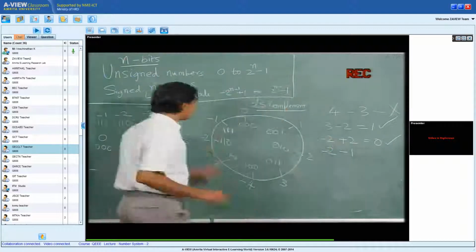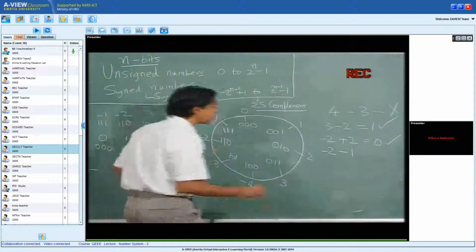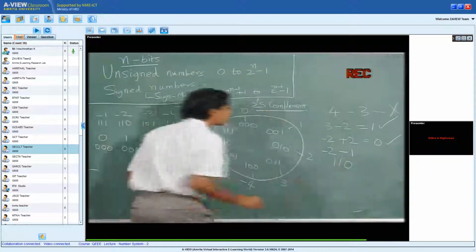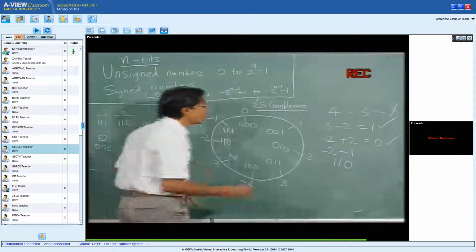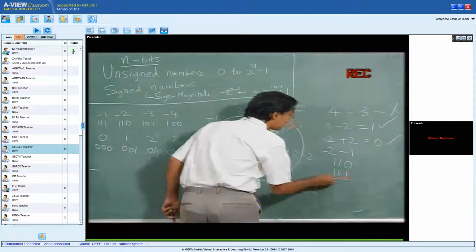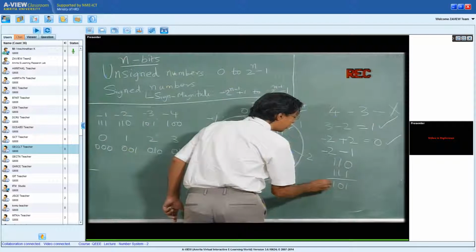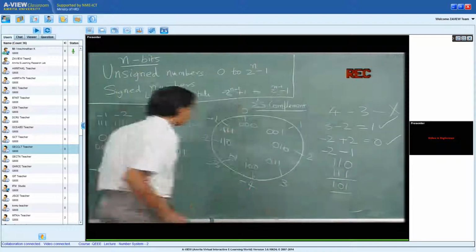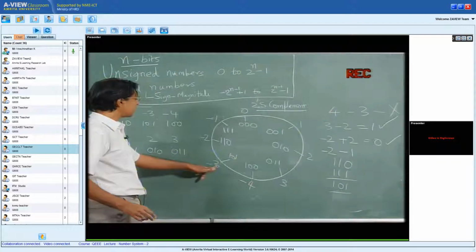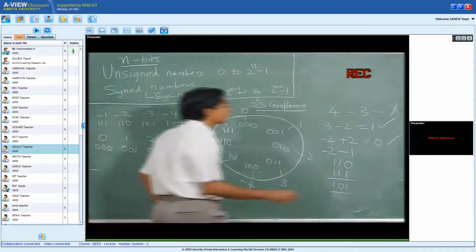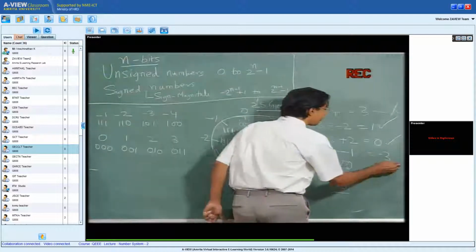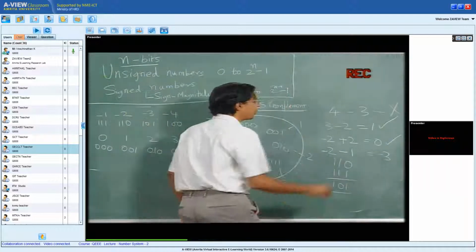The representation of minus 2 is 1, 1, 0. The representation of minus 1 is 1, 1, 1. Add them: 0, 1, 1, 1 is 0, 1, 1, 1 is 1, 1 goes off. I get 1, 0, 1, and what is the representation for 1, 0, 1? It is minus 3. It's also correct.